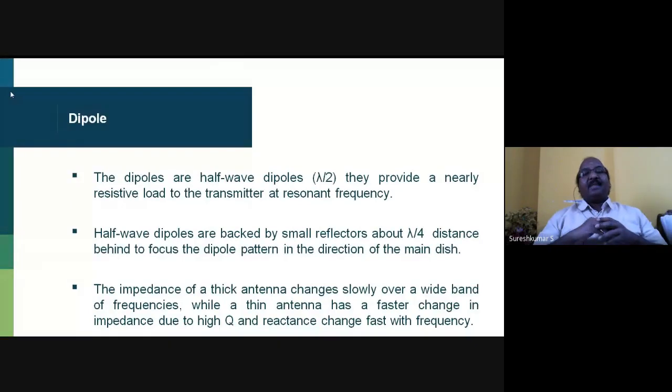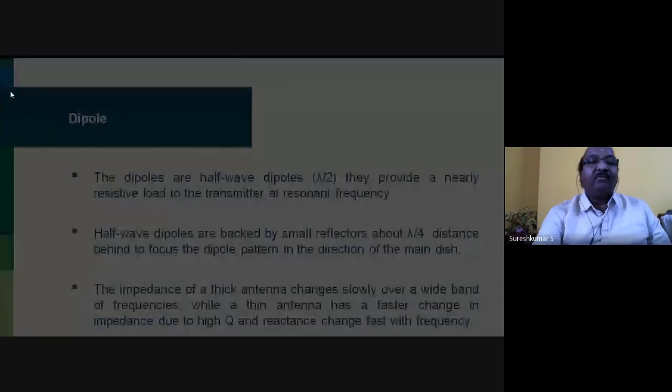Another thing is that normally a dipole is backed with a ground plane. When you simulate in various EM simulation software, you put an infinite ground plane or a finite ground plane. In the same way, at a distance of a quarter wavelength, lambda by 4, you put a ground plane below a dipole element. This helps in boosting your front to back ratio of the dipole, and the forward gain is improved. So you use a reflector below the dipole at a distance of lambda by 4.